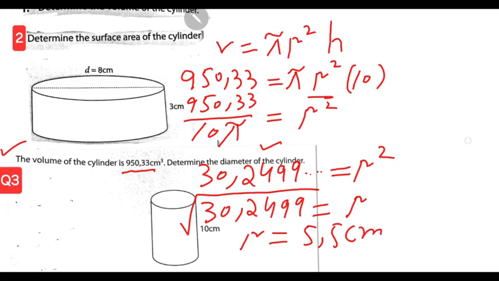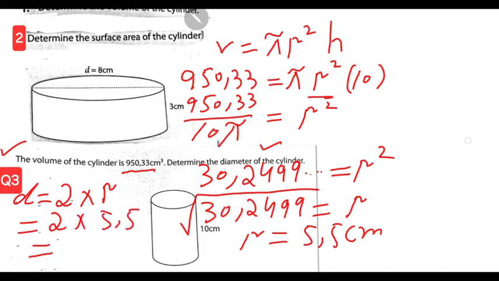Now we need to find the diameter, because he said to find the diameter. If you need to find the radius, we divide by 2. Now you need to find the diameter, which means you multiply by 2. So 2 multiply r will be the diameter. So 2 multiply 5.5. So the answer will be 11 centimeter. So this is my final answer.